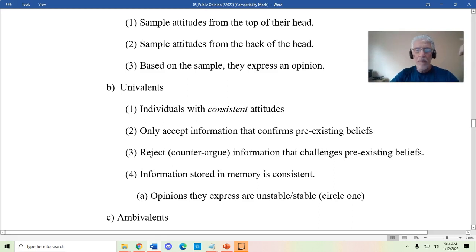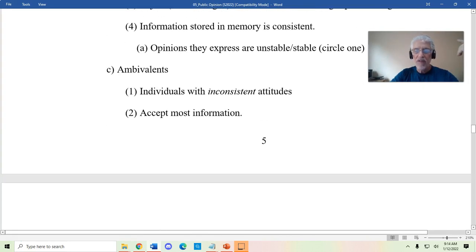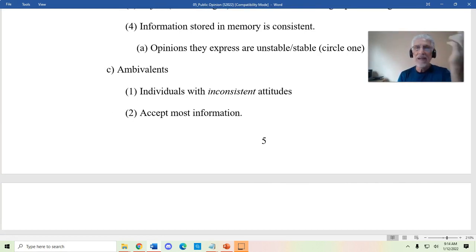Well, then let's move on to ambivalence, people who are ambivalent. Where ambivalence is different from univalence is that ambivalence have inconsistent attitudes at the top of their head and the back of their head. Going back to our question of whether or not they approve or disapprove of the president, they might have an equal number of positive attitudes and negative attitudes, both at the top of the head and the back of the head.